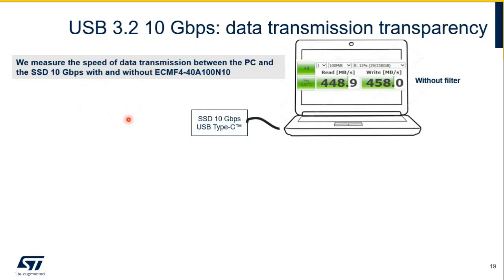On this first test, to show the transparency of our filter, we plug the 10 gigabit per second SSD on a computer with a software which measures the real speed of transmitted data in megabytes per second. The software works by measuring the read and write speed of the SSD for sequential and random operations.